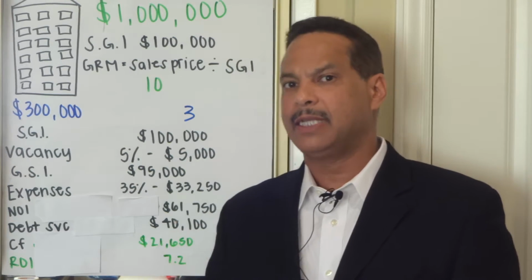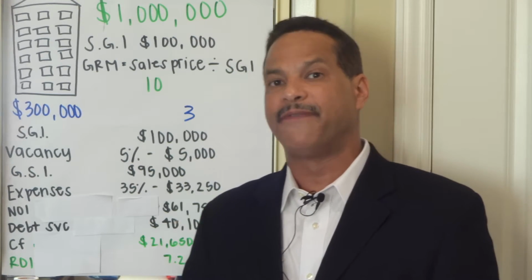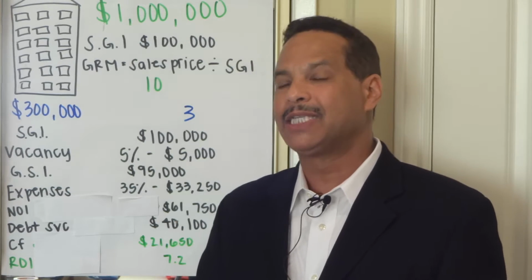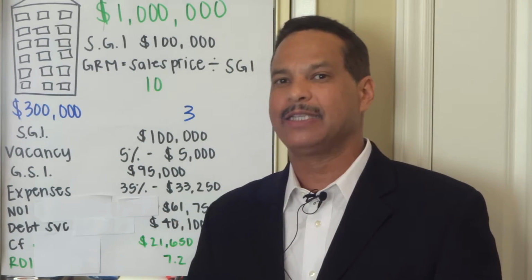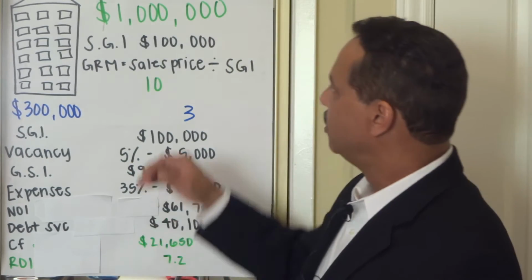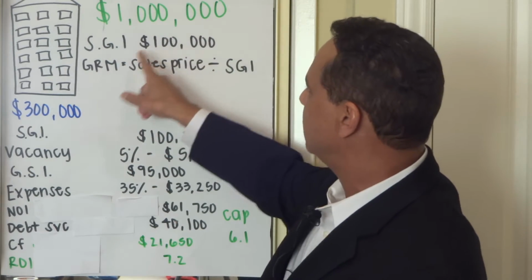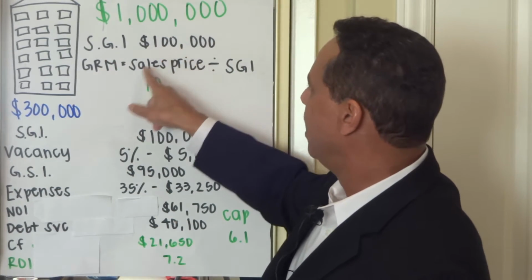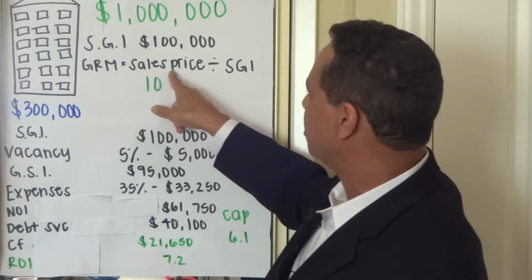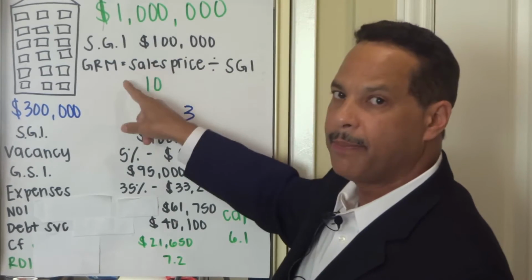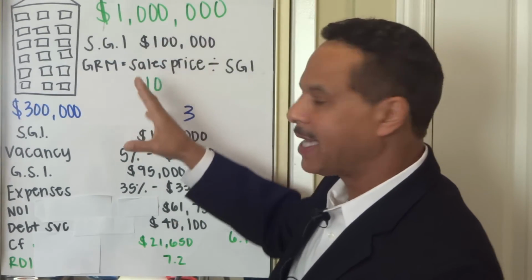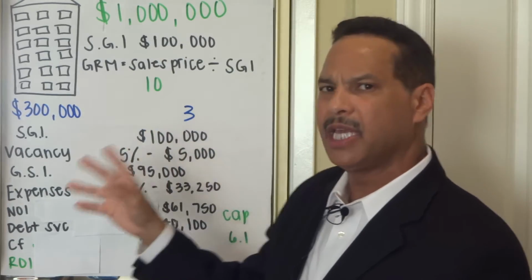The answer to that is that the cap rate's a truer reflection of value because the cap rate takes into consideration vacancy and expenses. The GRM just says, what's the sales price and what's the scheduled gross income? Take the sales price, divide it by the SGI, and it gives you a number. That's all it does. The cap rate's a little different, so let's take a look at how you get to the cap rate.